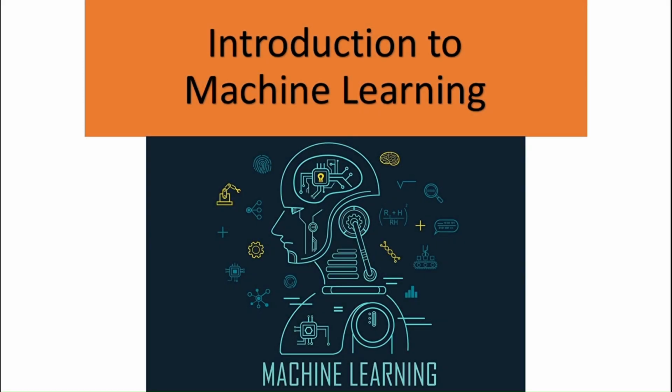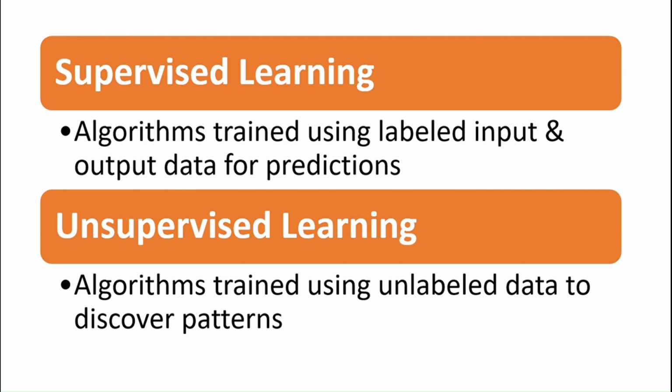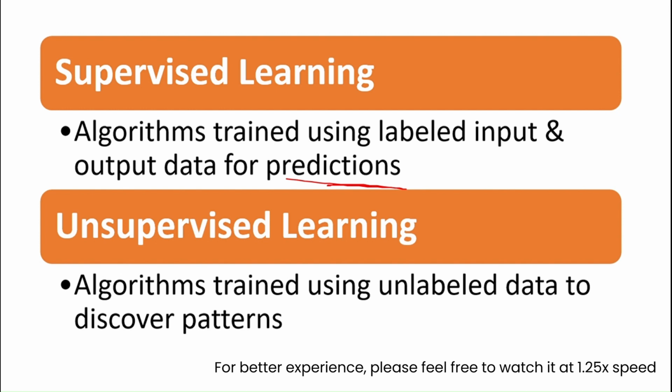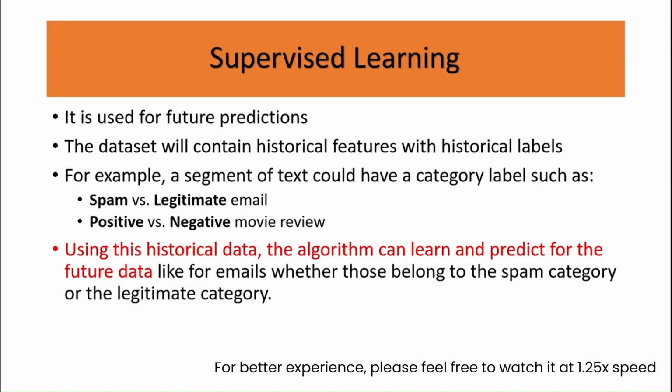Introduction to Machine Learning. Machine learning can broadly be divided into two parts: supervised learning and unsupervised learning. Supervised learning is where the algorithms are trained using labeled input and output data, which are used for future predictions. And unsupervised learning is where algorithms are trained using unlabeled data to discover patterns in the data.